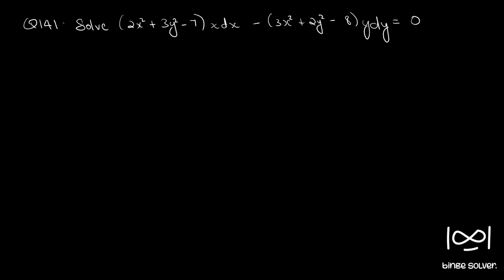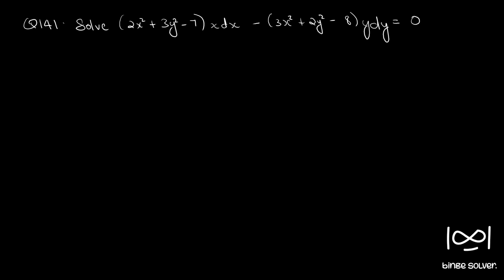Question number 141. Solve (2x² + 3y² − 7) x dx − (3x² + 2y² − 8) y dy = 0. This is a different question compared to the questions that we solved from this section.